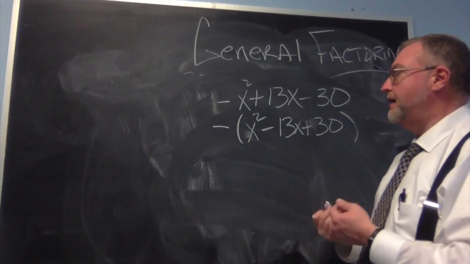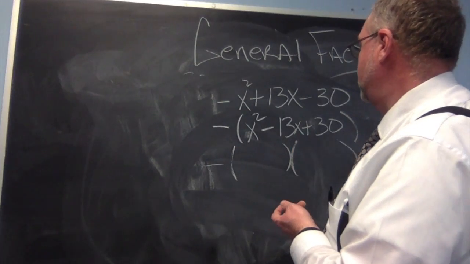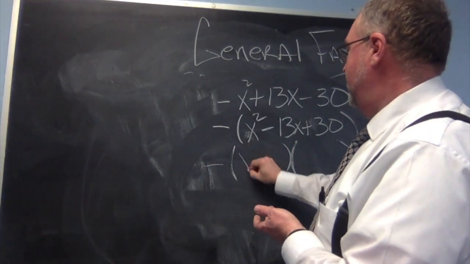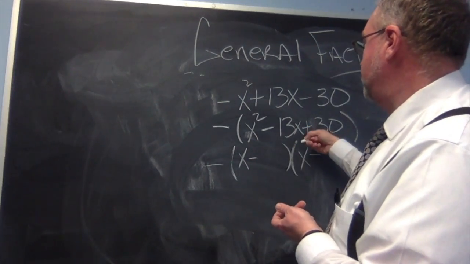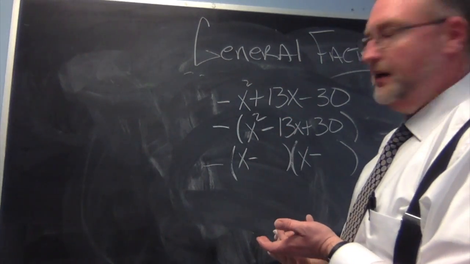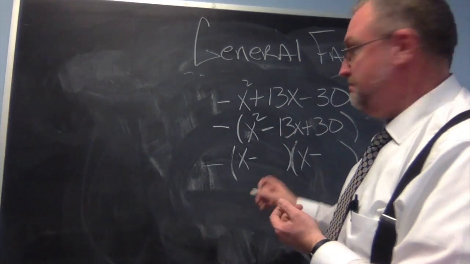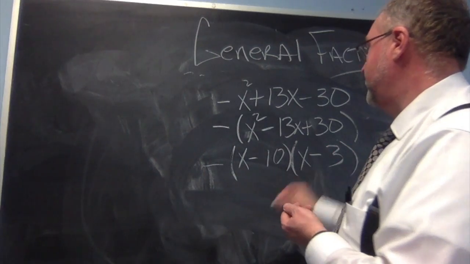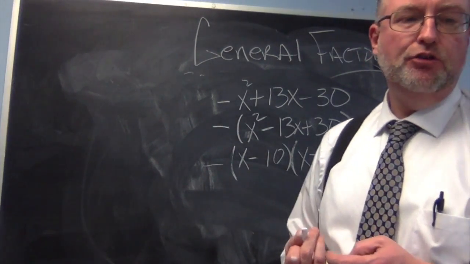Now you've changed that. Now we're going to break this down into 2 because nothing can be factored out. I have x and x. A negative times a negative is a positive because I need them to add together to a negative. 1 times what is 30 added together is 13. Easy. All right, 10 and 3. So the answer is negative parentheses x minus 10, x minus 3.